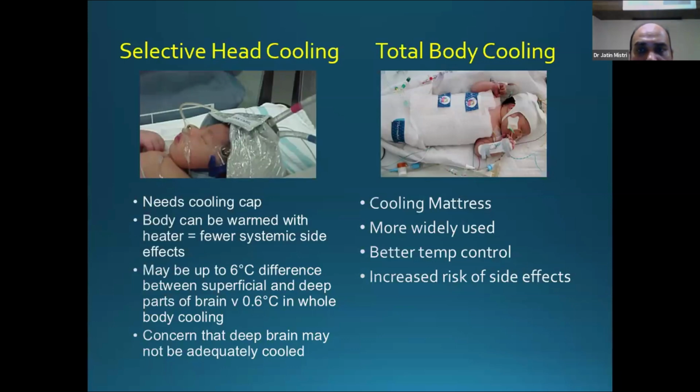Then therapeutic hypothermia was done in the form of total body cooling, using a cooling mattress, which was more widely used and gave better temperature control. The only concern was that there were increased side effects of therapeutic hypothermia with this.